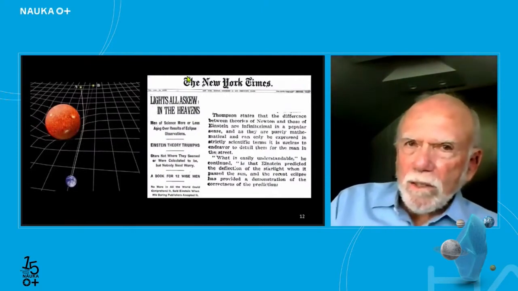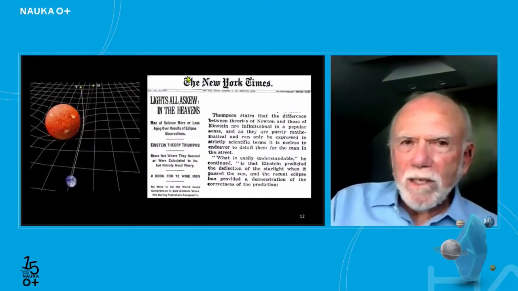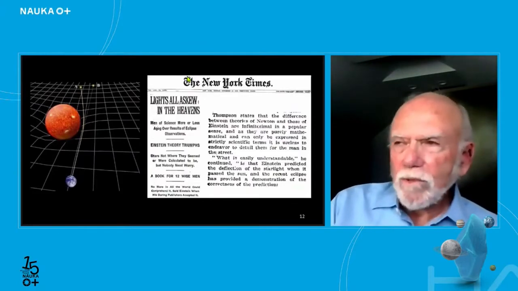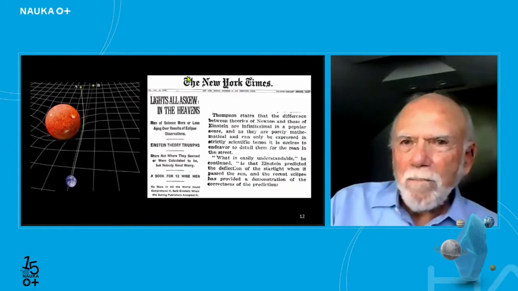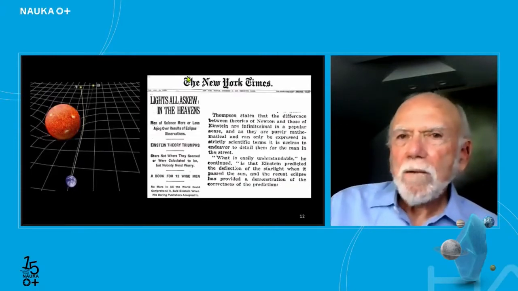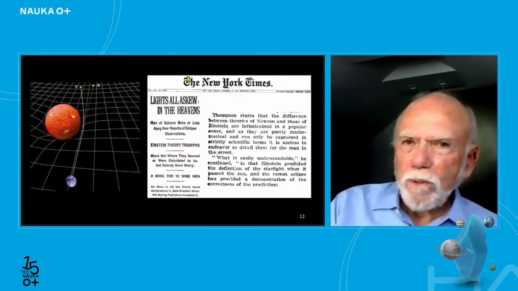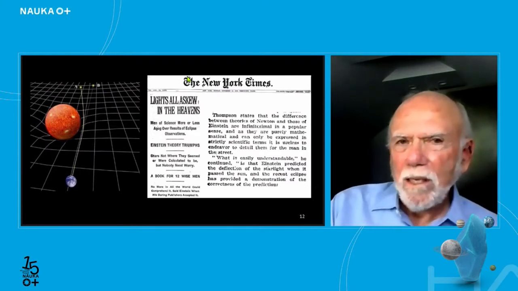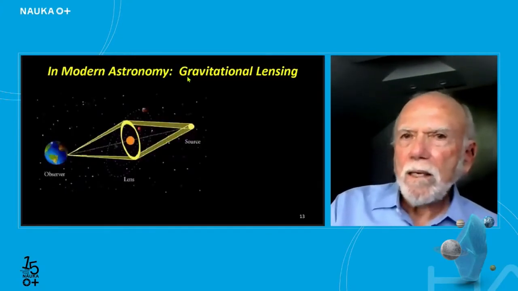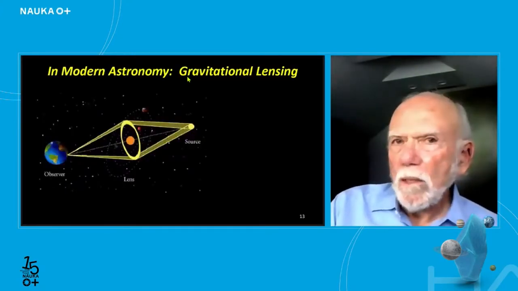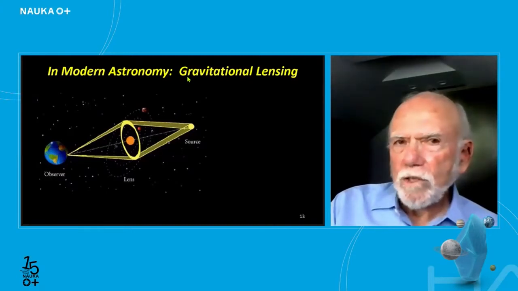This is the article in the New York Times that basically was in disbelief that light would bend. It's pretty illogical to most of us. We know that light basically goes in straight lines. But if you put enough gravitational pull near it, you can actually bend light. That's seen in some other phenomenon and now has become actually a tool of astronomy.